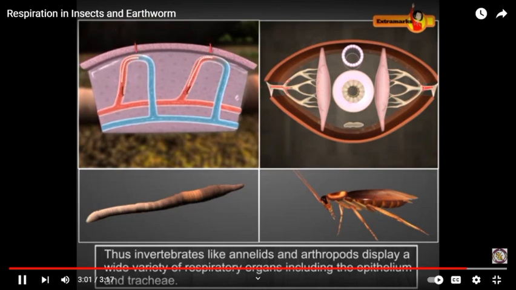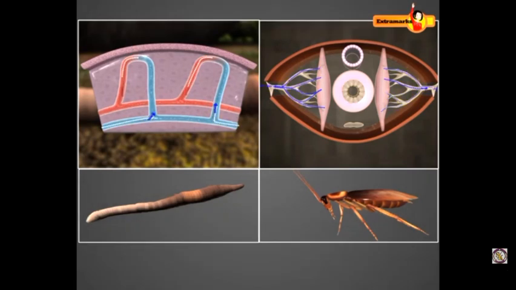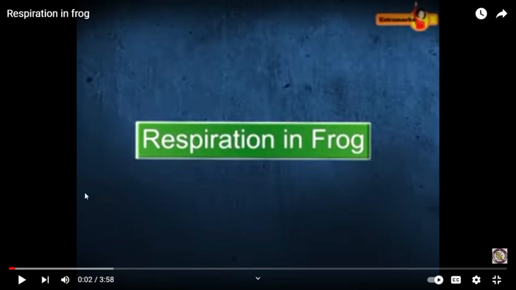So what's the point? Invertebrates like annelids and arthropods display a wide variety of respiratory organs, including the epithelium and the trachea. These adaptations also bring the external environment close to the internal fluid which circulates throughout the body of the organism. Now let's talk about respiration in amphibians like frogs.